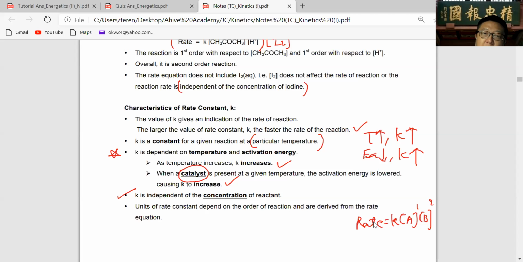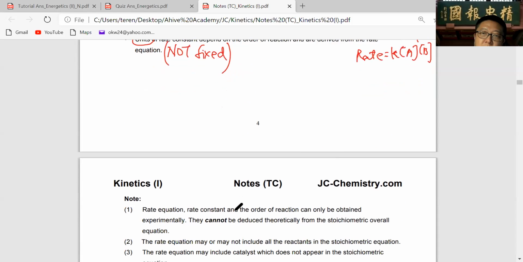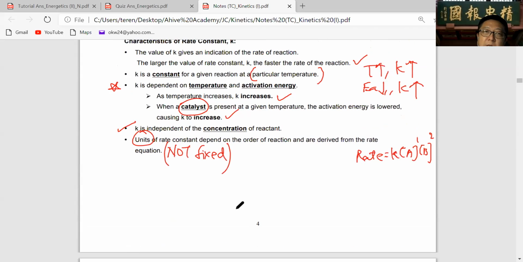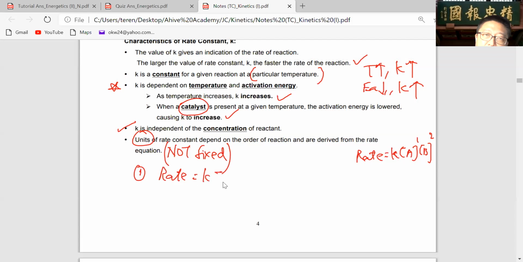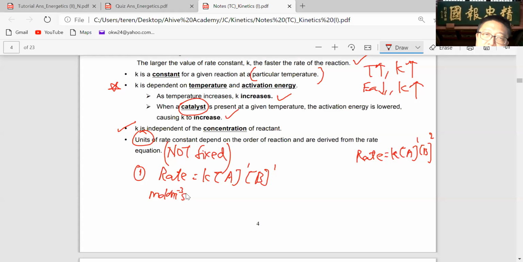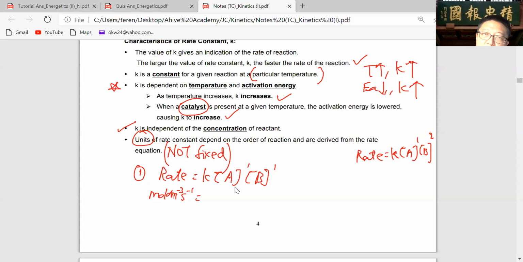Next point, the units are not fixed. So write down here, not fixed. Why? Can anyone tell me why it's not fixed? Let me describe here. Number 1, why is it not fixed? Example, rate equals K, A to the power of 1 and B to the power of 1. Can you see that rate is mole per dm cube per second? Concentration is mole per dm cube.